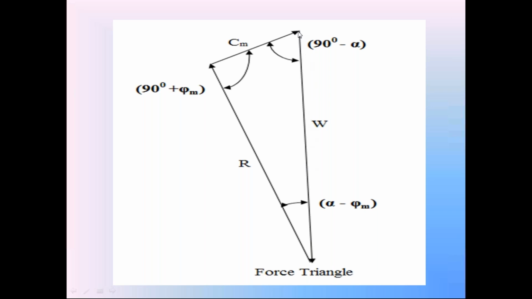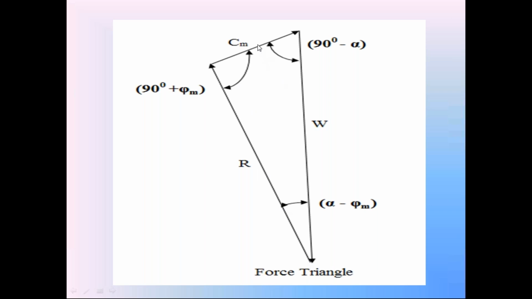Then at this point, draw another straight line parallel to CM, because we know the direction of CM. CM is parallel to surface AD, making the angle alpha with horizontal. So draw the straight line parallel to the direction of CM, of long length. Then from this other point, draw this straight line. This is the direction of R. Draw this straight line from this other end.